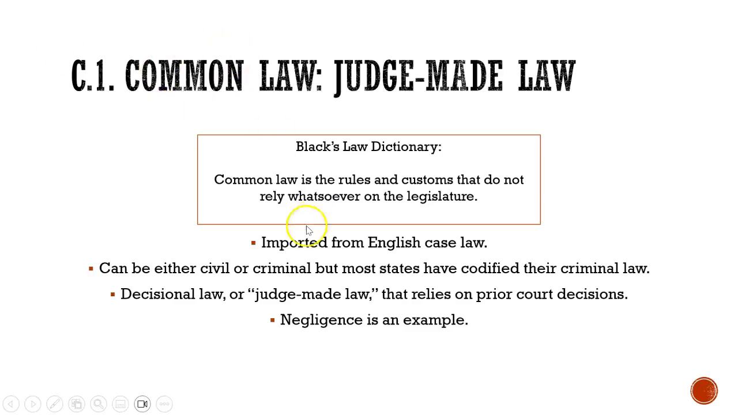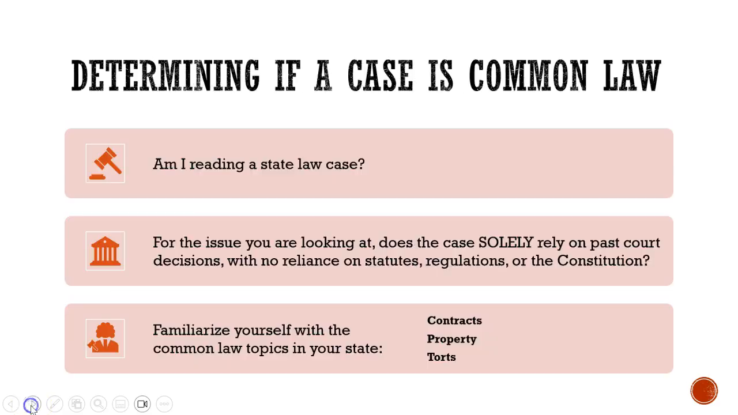Decisional law or judge-made law relies on prior court decisions. And negligence is an example of common law. We'll get into that in a minute, I think on the next slide. So let's look at common law and find out if a case is common law.